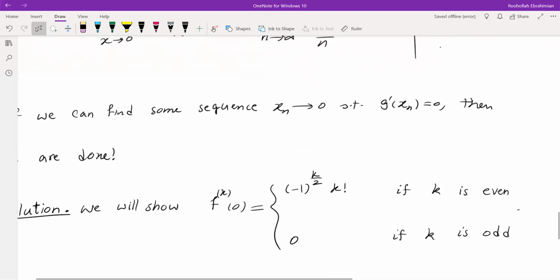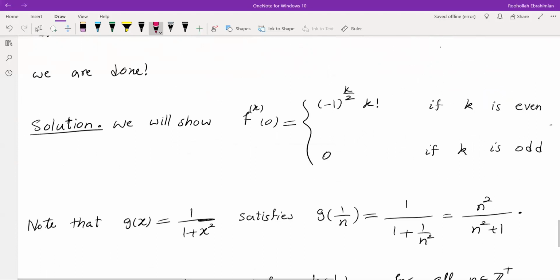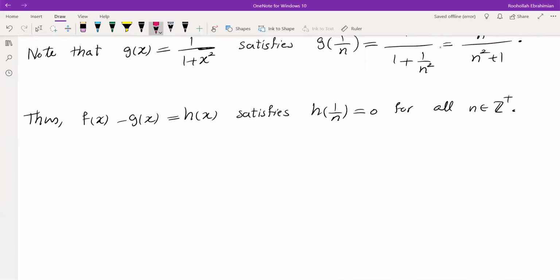The claim was, so if you go back, this was my main claim, that I'm going to be able to find a sequence that approaches 0 whose derivatives are 0. And then you can apply the exact same thing to that sequence and get a new sequence, again, Rolle's theorem applied to that sequence. So this is the claim that we're going to prove.